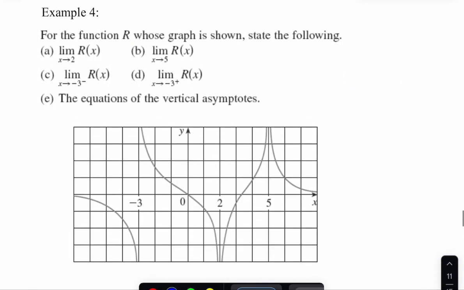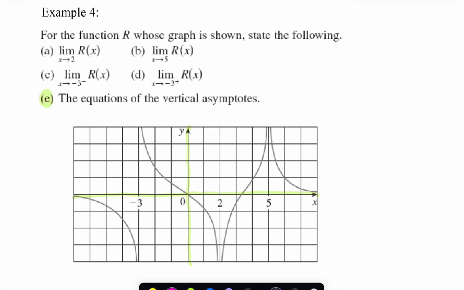So let's do some here that have some infinity limits. Okay, so I want to do E first. So I'm going to focus on this part. See where it says the equations of the vertical asymptotes. So I am going to put in the vertical asymptotes, and then I'm going to draw them in too. So first, I'm going to highlight the X and Y axis just so they're a little clear because this graph paper is weird. So I apologize, but okay.